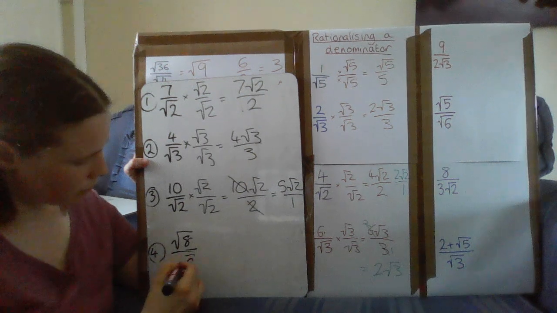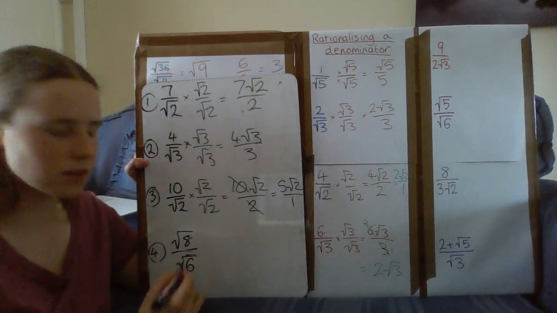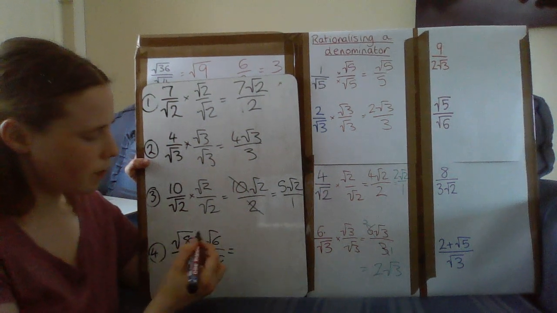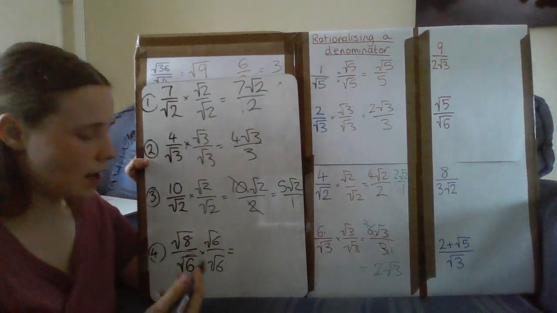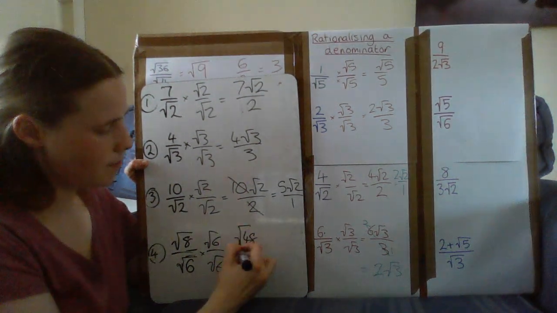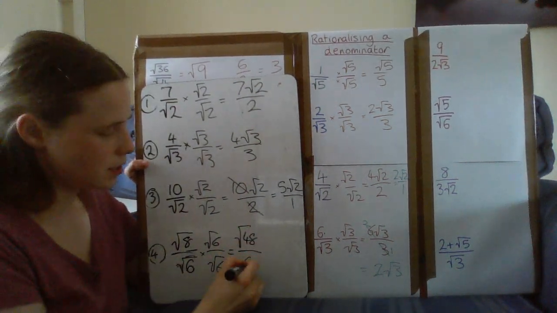And the last one, we've got root 8 over root 6. We're going to times by root 6 over root 6. Root 8 times root 6 is the same as 8 times 6 with a square root over it, so that's root 48. Root 6 times root 6 is 6.